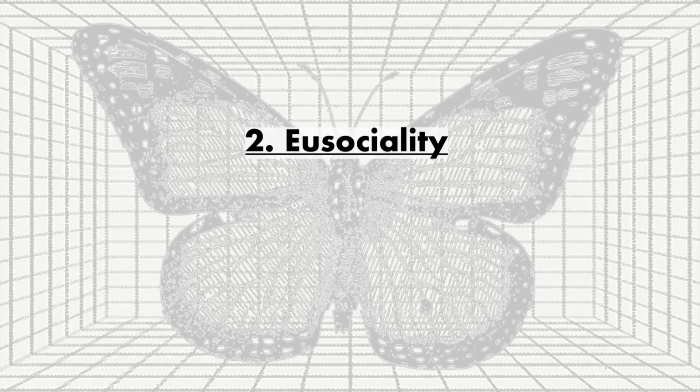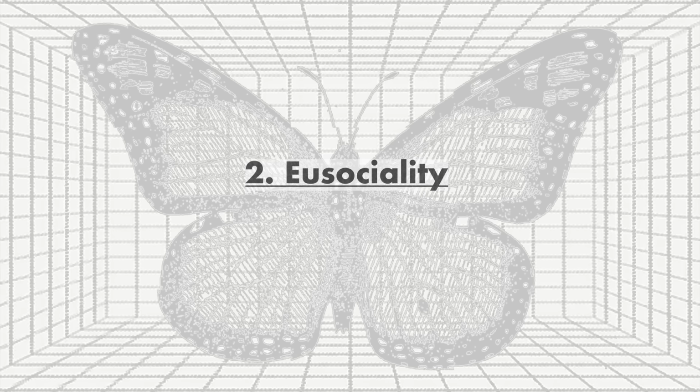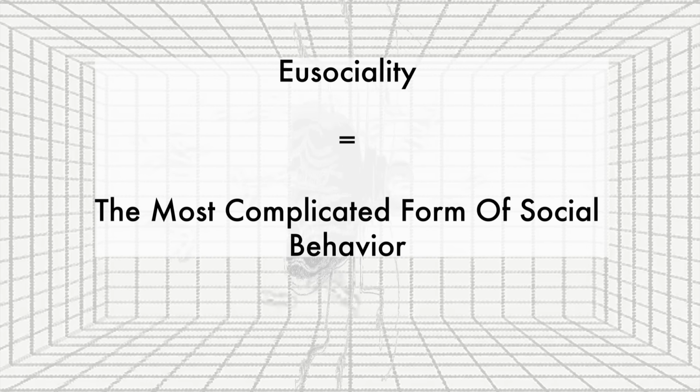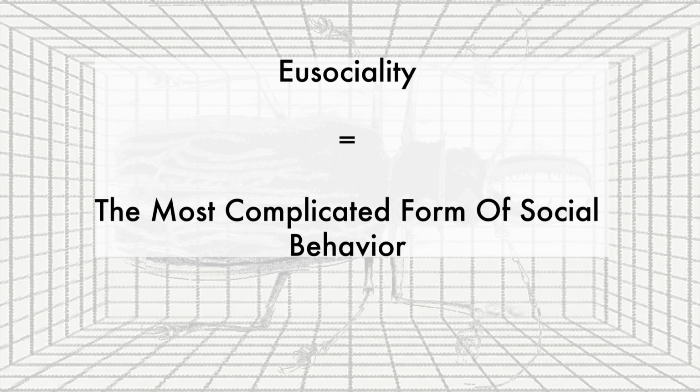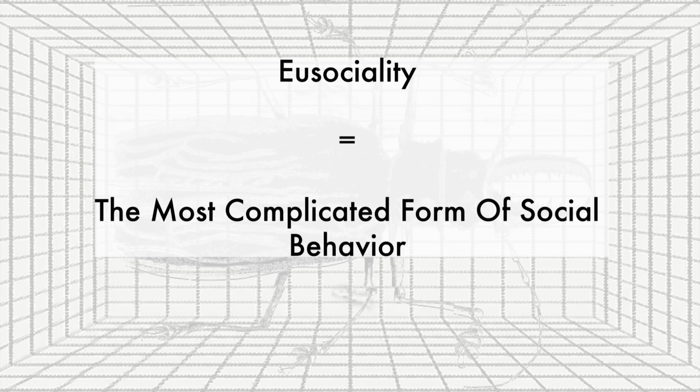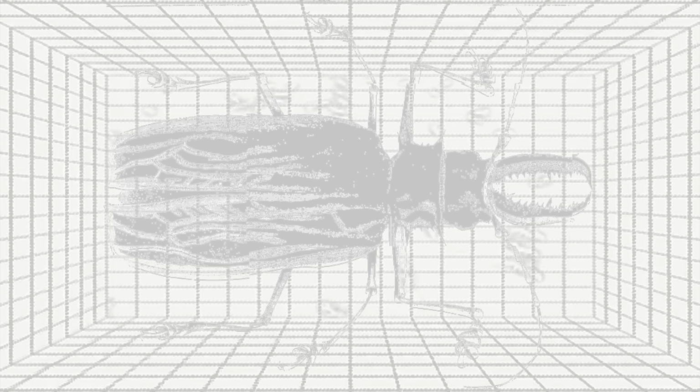Point 2. Eusociality. Okay, bear with me because this section gets complicated. So, eusociality. What is it? In simple terms, eusociality is the most complex form of social behavior found in animal life. It's a relatively rare phenomenon, evolving typically only in rare circumstances.